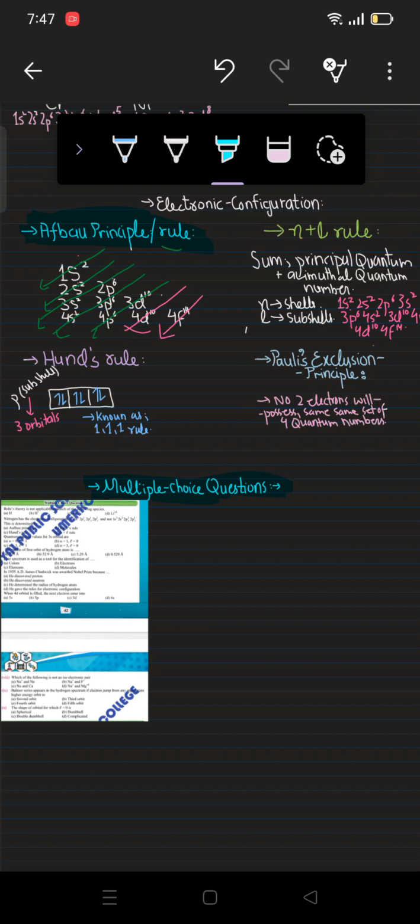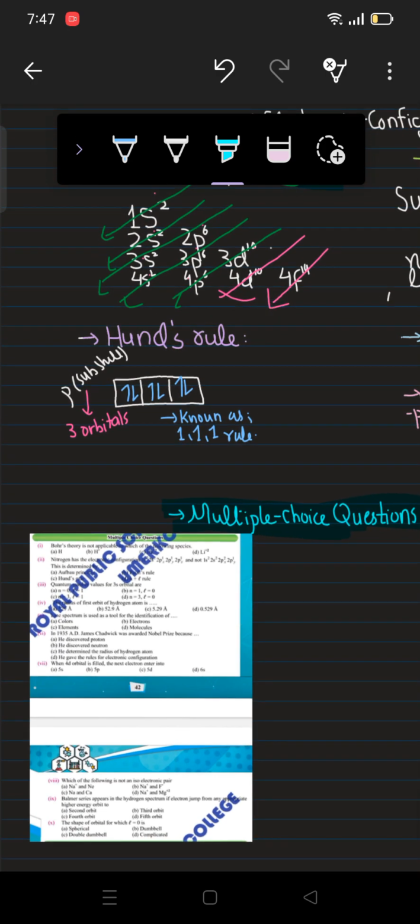What does Hund say? He says that in the p, or in the d, where there are 5 orbitals, or in f, where there are 7 orbitals, where more than one orbital is present, you need to give them one electron each first, with the same spin. Then if electrons remain, you start pairing the orbitals, giving an opposite-spin electron to each. This is what Hund's rule tells us. It is also known as the 1-1-1 rule, since we initially allocate one electron to every orbital.